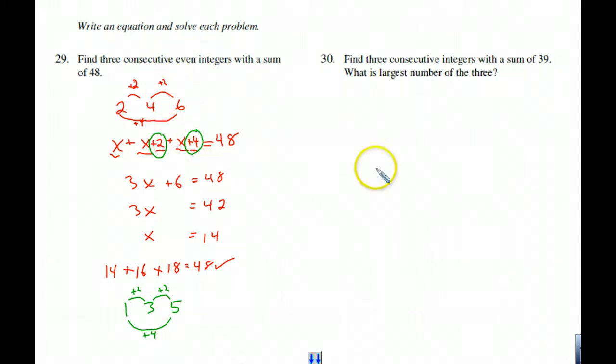Okay, with number 30, let's find 3 consecutive this time. So let's say if it was like 1, 2, and 3, just consecutive. Our first one would be x. The next number, if we don't know it, will be the first number plus 1, because we do know from here to here it's 1 more. And from here to here, it's 1 more. So altogether it's 2 more. So our third number is 2 more than the first.